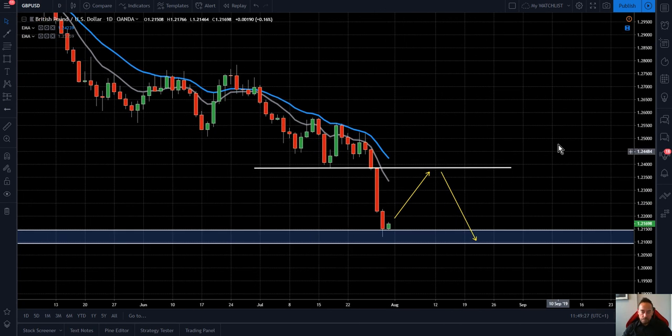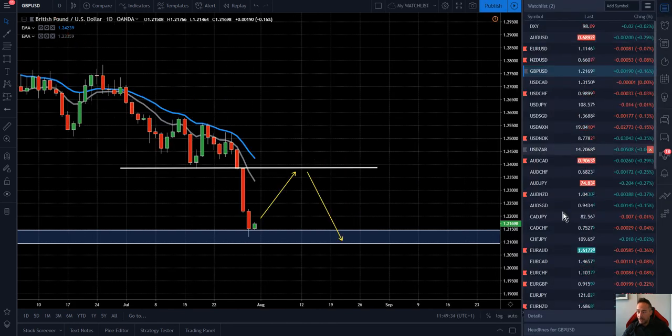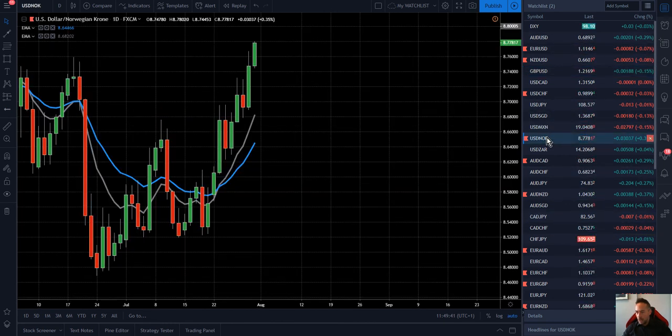The other trade of interest, and it's something that I posted yesterday in the free Telegram channel, and if you don't know what that is, then I'll talk about that in a little while, was dollar NOK.